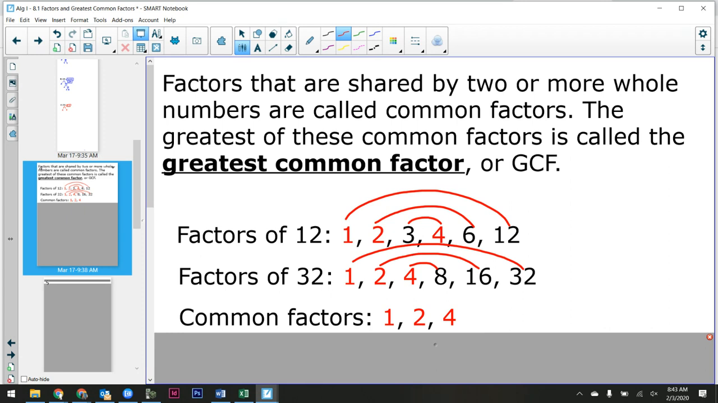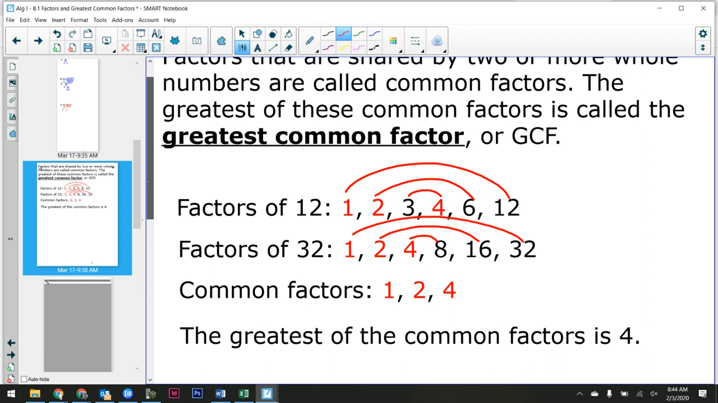1, 2, and 4. None of the other ones are in both lists. They're only in one of the two lists. So you're looking at what is the biggest number that's in both lists. So the greatest common factor out of both lists is 4, right? The GCF is 4. That's the biggest number that they both have in common.